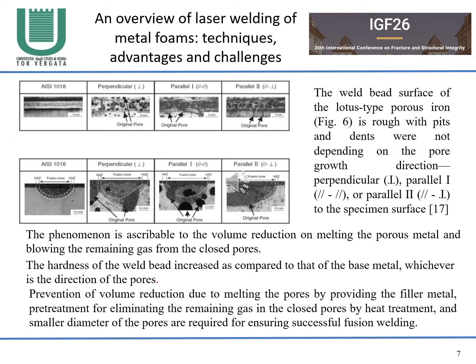The hardness of the weld bead increased as compared to that of the base metal, whichever the direction of the pores. Prevention of volume reduction due to melting the pores by providing filler metal, pretreatment for eliminating the remaining gas in the closed pores, and smaller diameters of the pores are required for ensuring successful fusion welding.